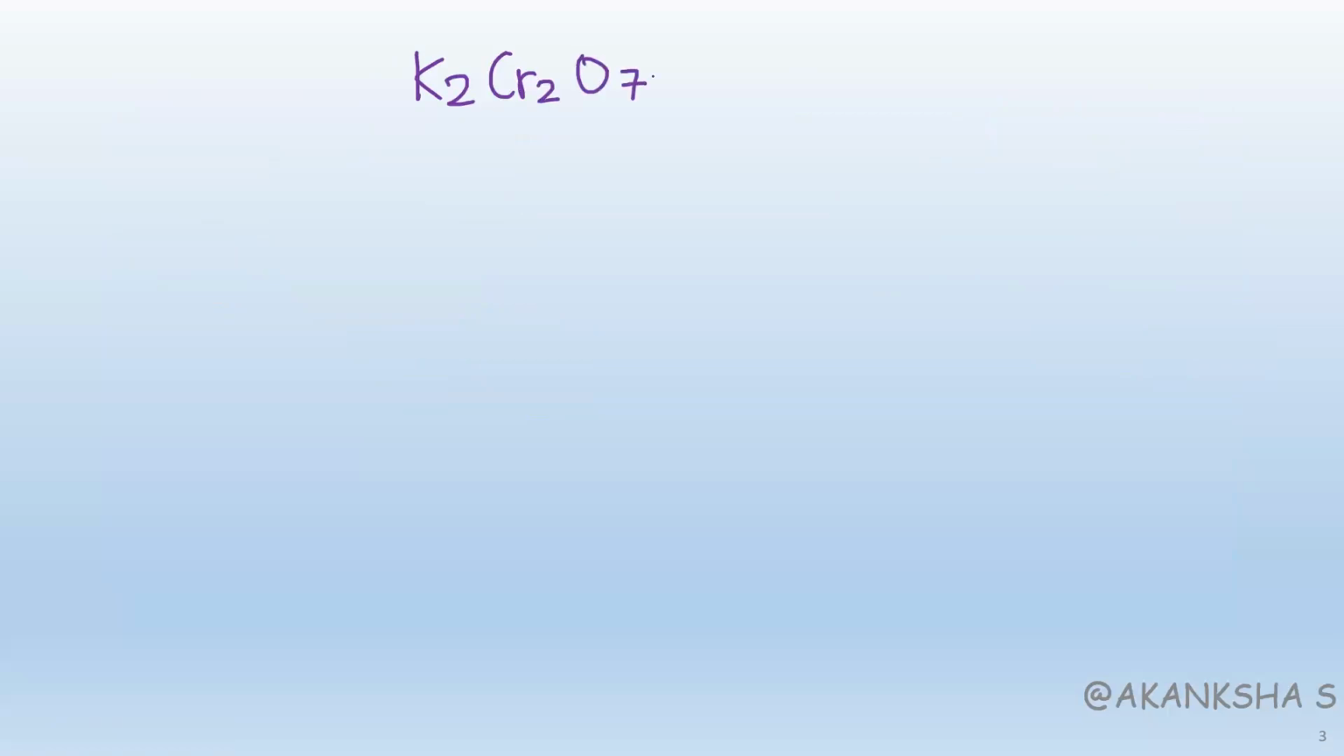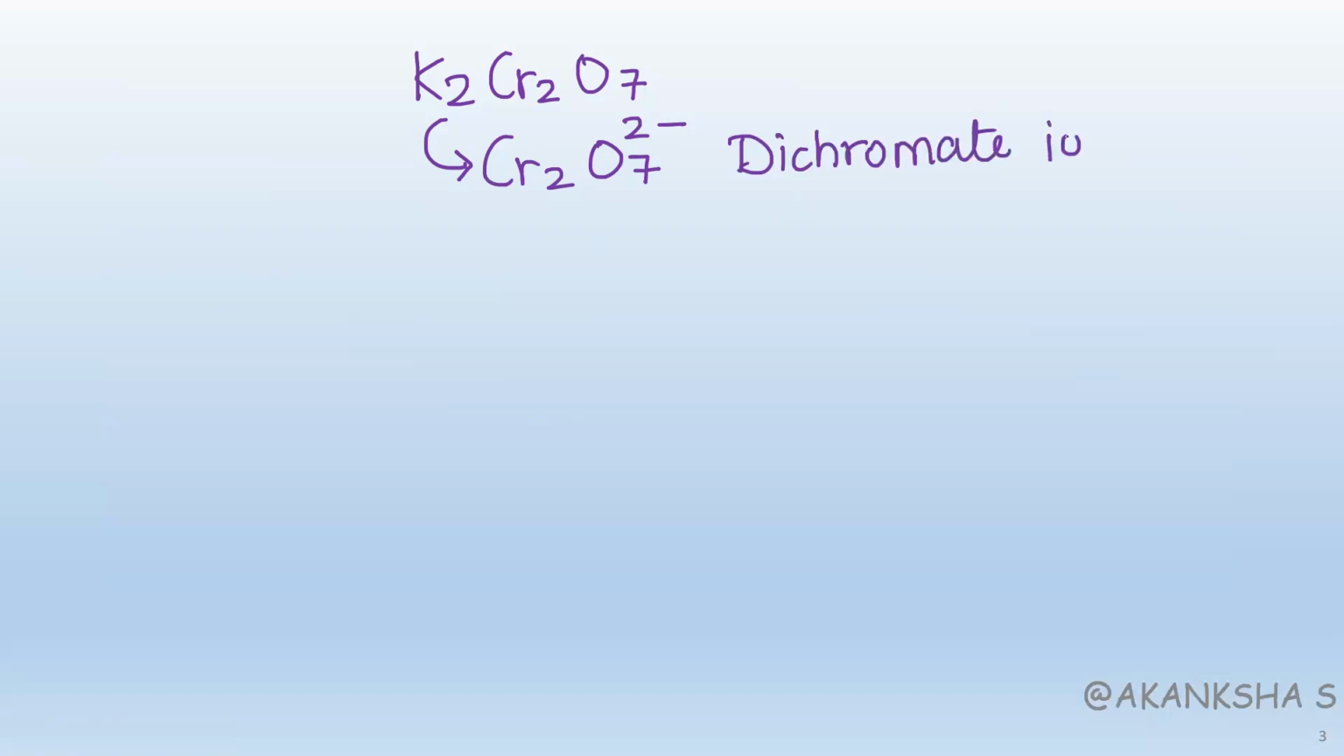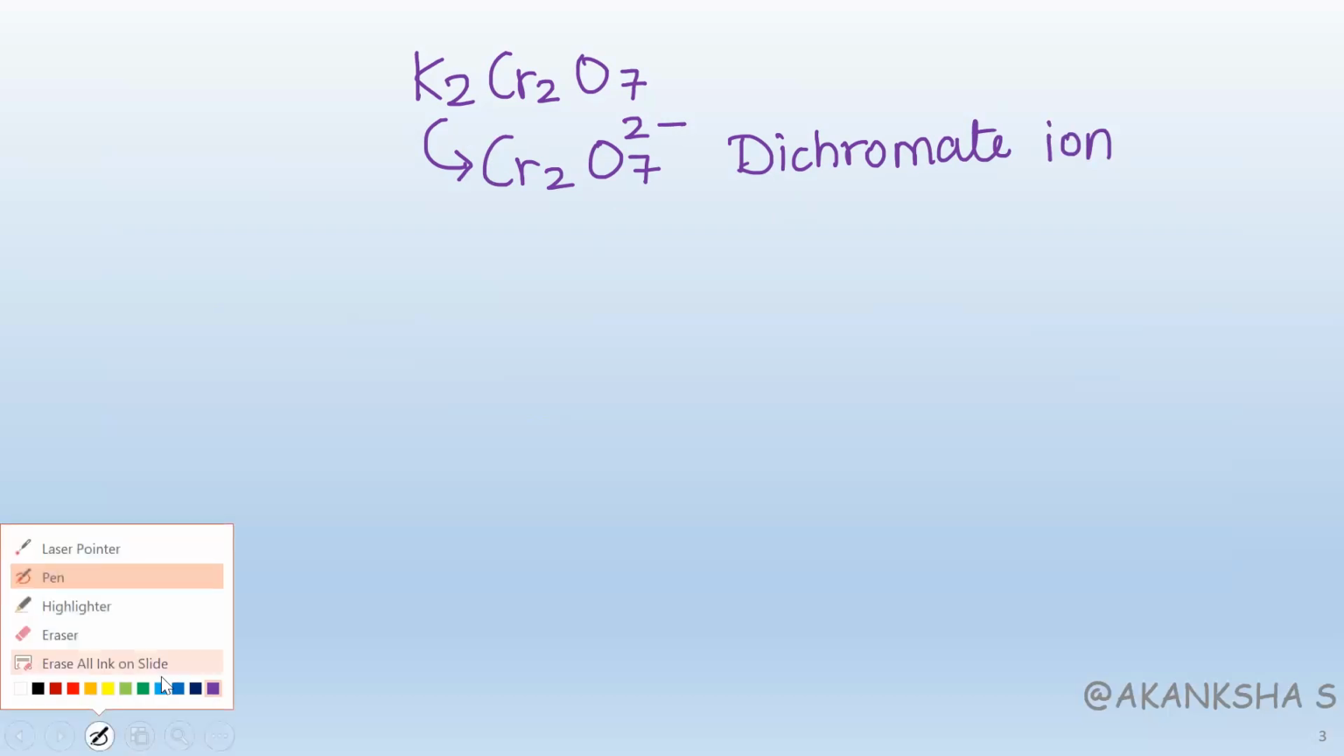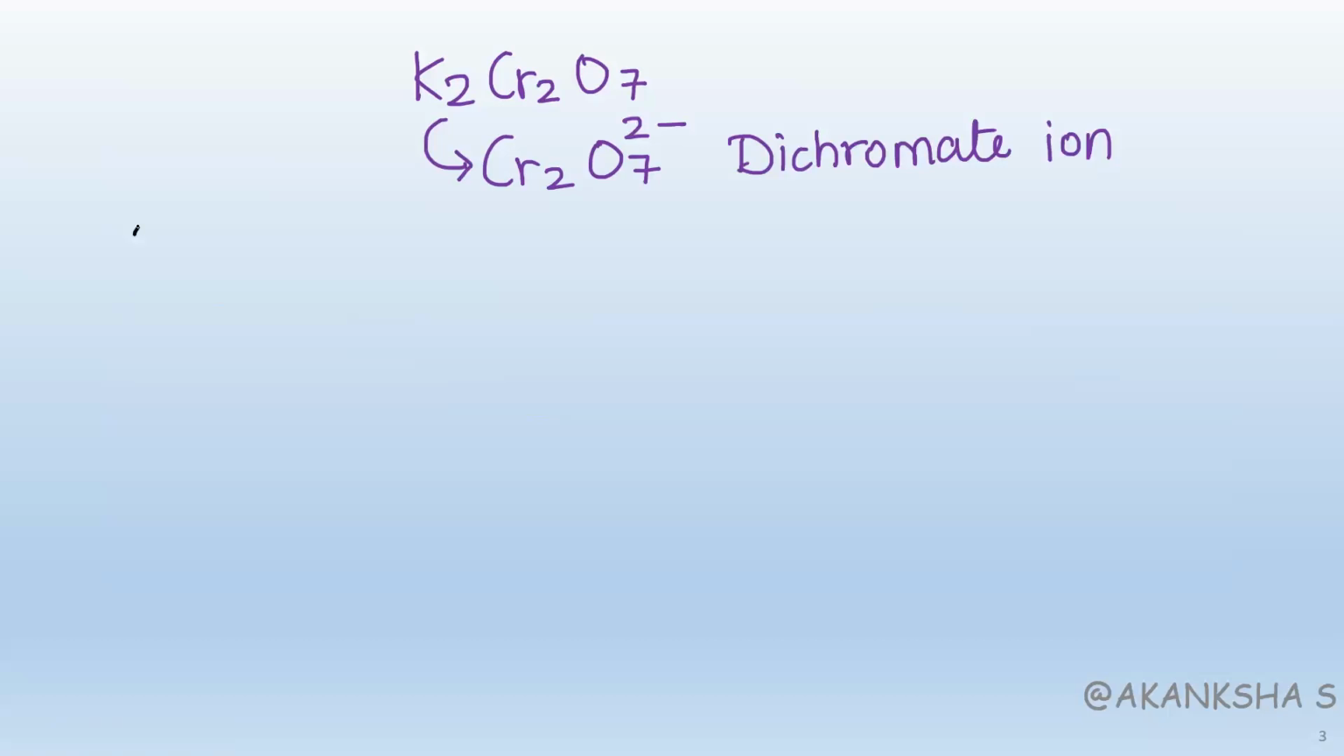K2Cr2O7 is basically a subdivision part of Cr2O7 2 minus. For more information on dichromate and chromate ions, please refer to the presentation and explanation I've uploaded before this lecture. This is a dichromate ion. I want you to check the oxidation state of this dichromate. Either you can check it in the K2Cr2O7 form, I have no problem with that, or the ionic form.